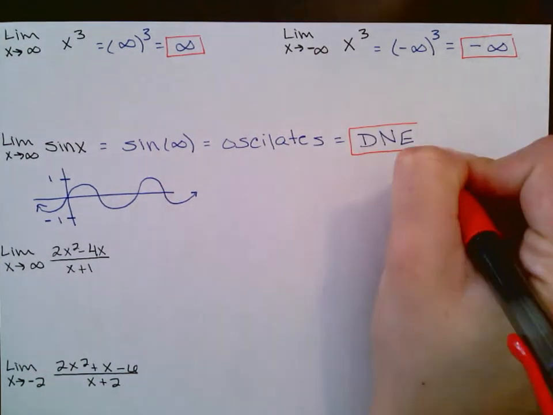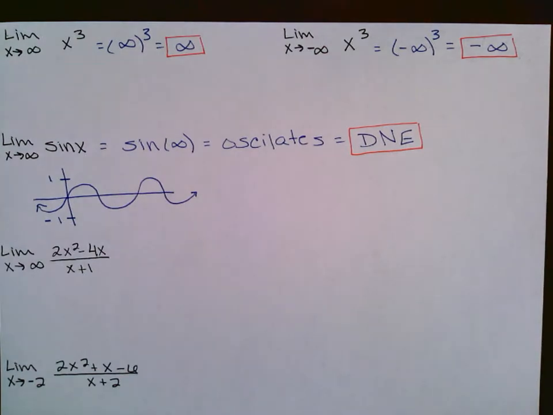So again, knowing the graphs helps. That would be true for a sine function and for a cosine function. It would not be true for the other ones, tangent, cotangent, secant, and cosecant, because those have asymptotes that break up the bounds.